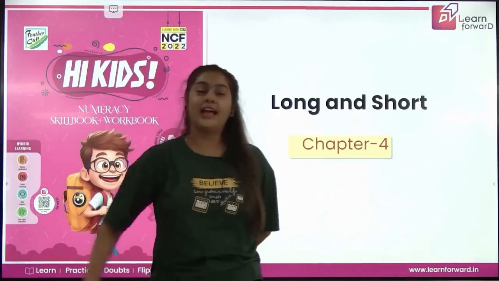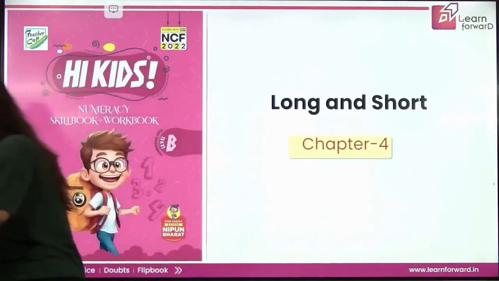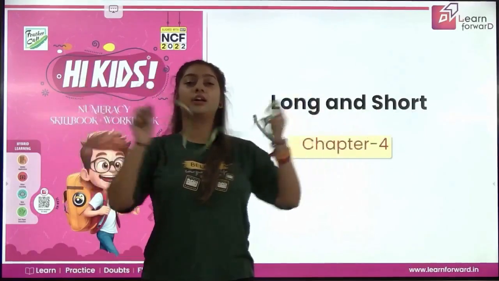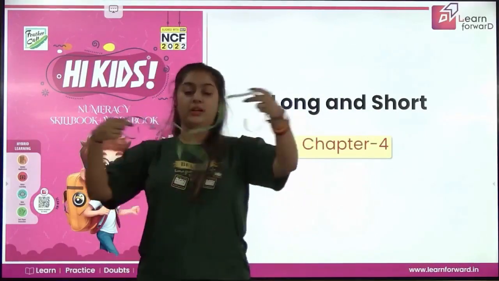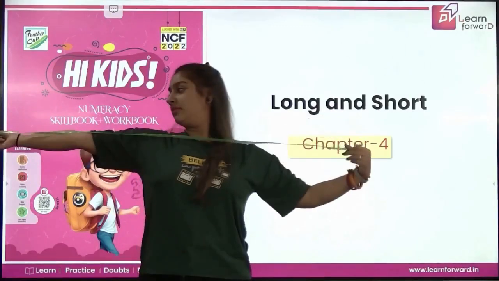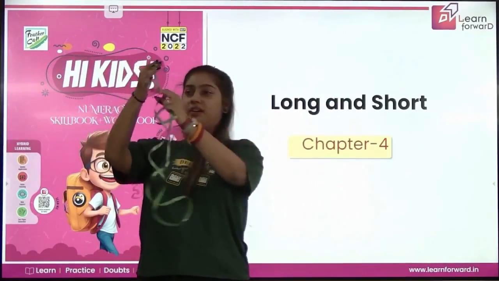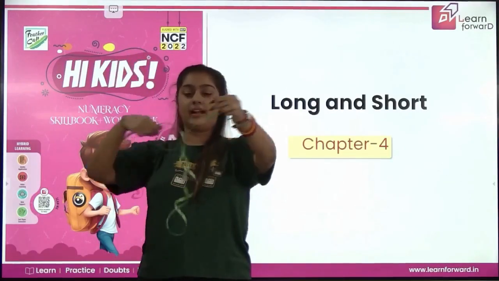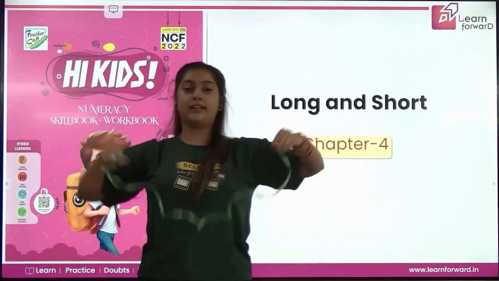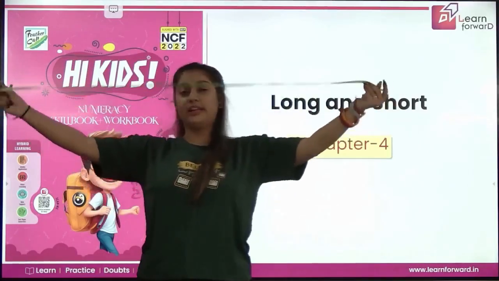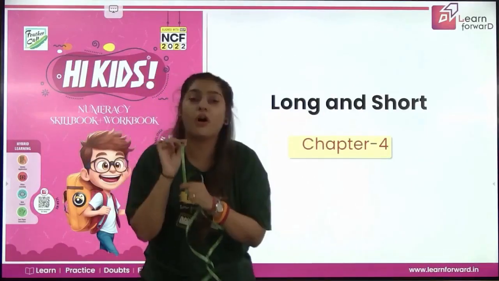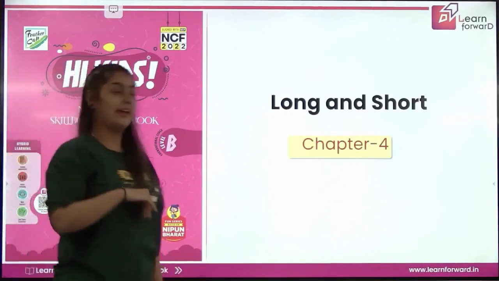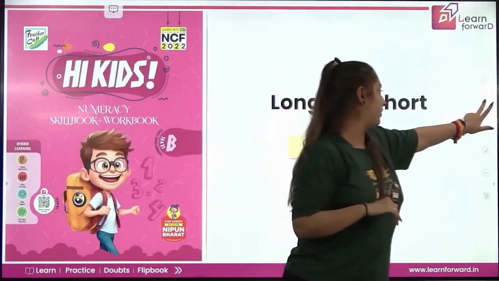Let's study with an example. What are these? These are ropes. This one is long, but this one is short. This one is short and this one is long. That means this is long क्योंकि ये लंबी है and this is short क्योंकि ये छोटी है. Let's go back to our worksheet.